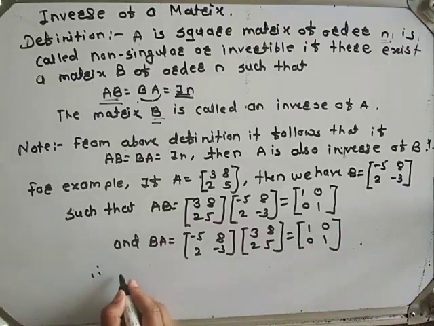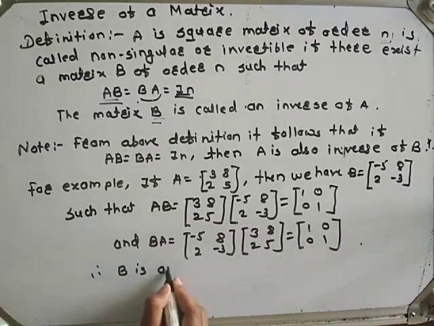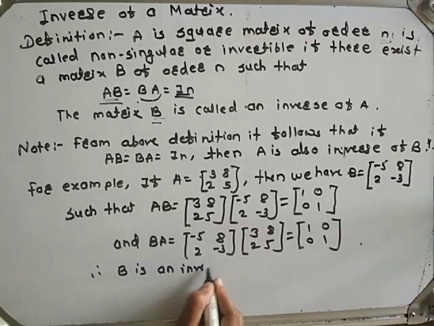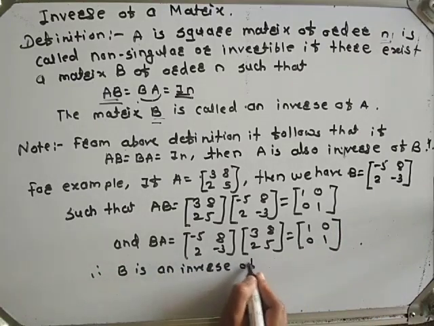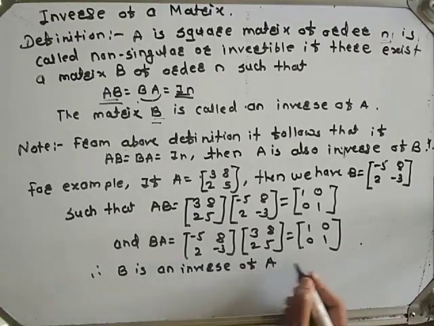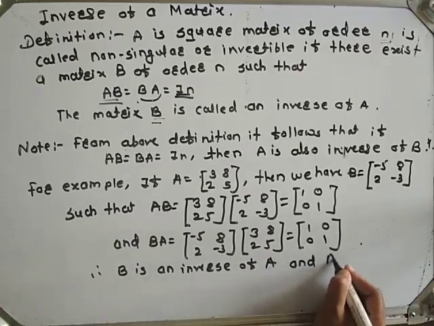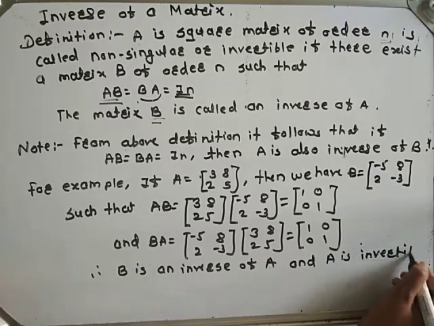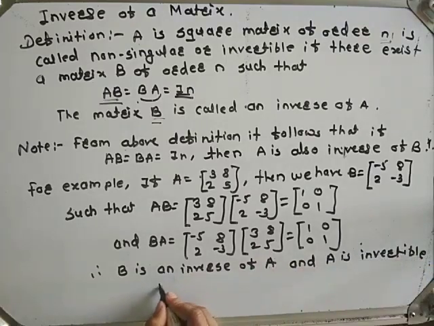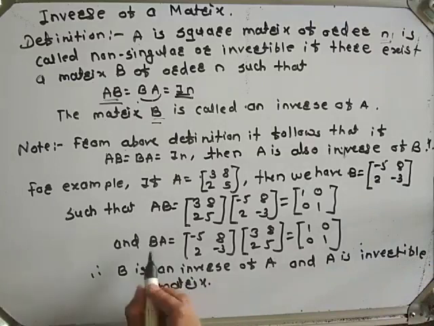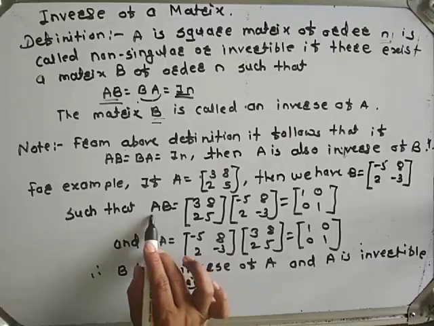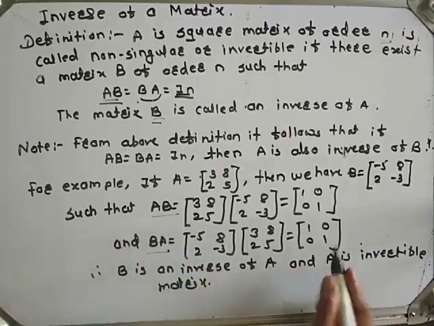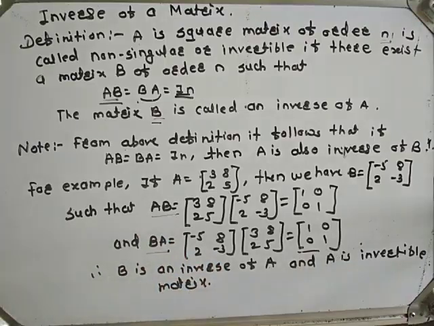Therefore, B is an inverse of matrix A, and therefore we can say that A is an invertible matrix. Why is A an invertible matrix? Because A into B and B into A are equal to the identity matrix of order 2.